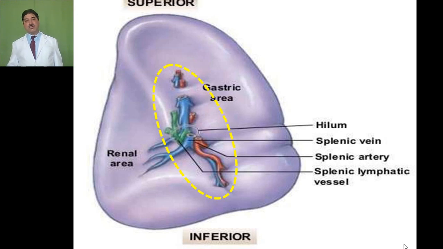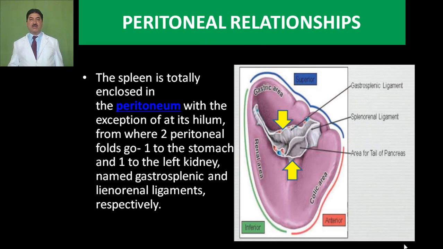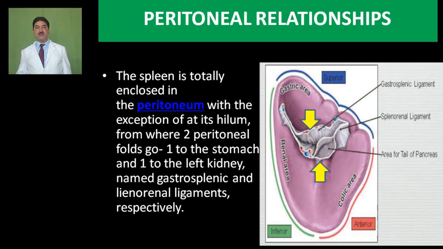The long axis of the spleen is related to the long axis of the 10th rib. Peritoneal relations of the spleen: the spleen is totally enclosed in peritoneum, so it is an intraperitoneal organ, with the exception of the hilum, which is extraperitoneal, from where two peritoneal folds go, one to the stomach, called the gastrosplenic ligament, and one to the left kidney, named the lienorenal ligament.